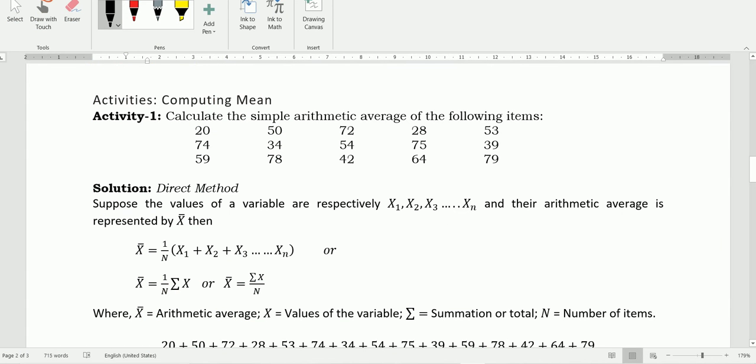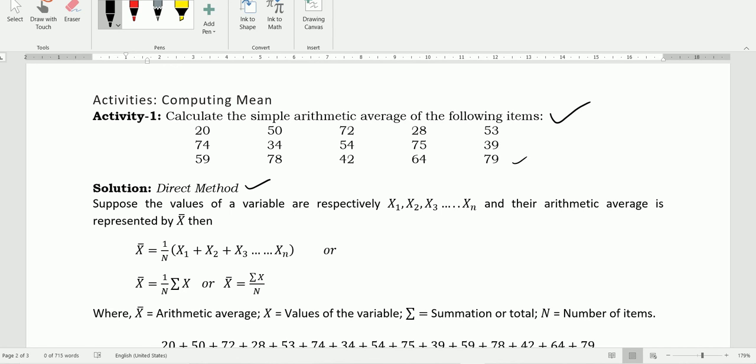Okay, let us continue. So now let us start activities. Today we shall conduct only the computation of mean from raw data. Here we have activity 1. The question: calculate the simple arithmetic average of the following items. These are the series of data, 20, 50, 72, 28, and so on. Here we are using the direct method.